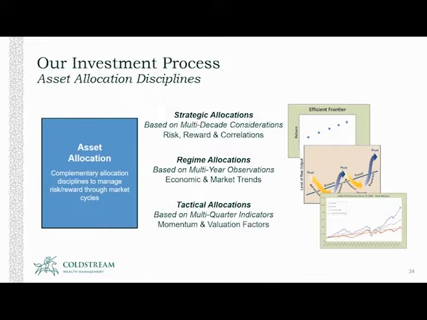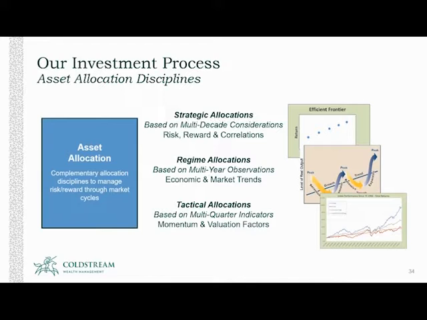Then comes tactical allocations. These are based on multi-quarter indicators, particularly momentum and valuation. And recently, we've also considered policy. Implications around tax cuts and trade tariffs have been things that we've made decisions around. Tactical allocation decisions are intended to last for shorter periods of time and can be motivated as much by risk mitigation as well as by perceived opportunities for return.